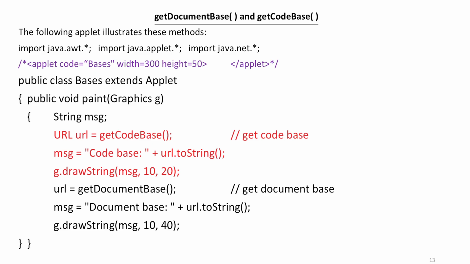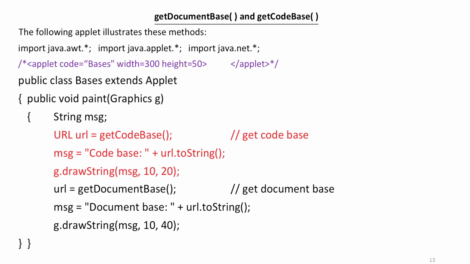And then we have mentioned here applet code="base" width=30, height=50 and finally closing with /applet. Here in applet code we write the name of the applet class. So, public class base extends Applet. This is the name of the class, base. You can see here base is the applet code, so the same class name will be mentioned over this applet code.